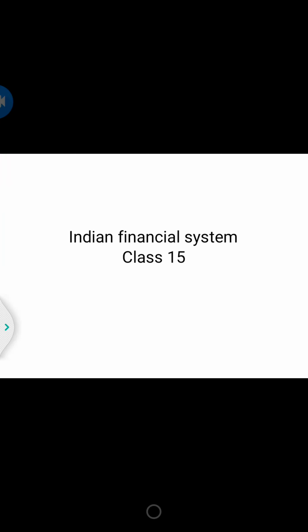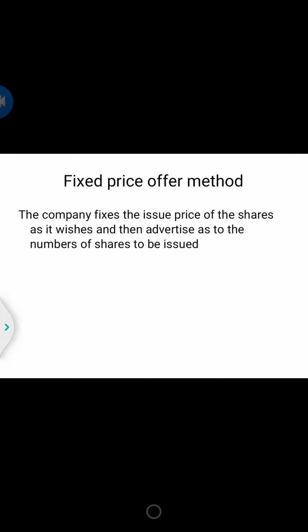So fixed price offer method, or fixed price method, what is this? Fixed price method is nothing but a company is going to fix the issue price of shares as it wishes, and then it is going to advertise the number of shares to be issued. In case the price so fixed by the company is very high, the investor will naturally apply for fewer shares, so as a result there will be under subscription to the shares.